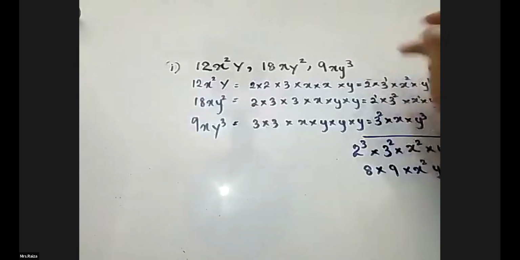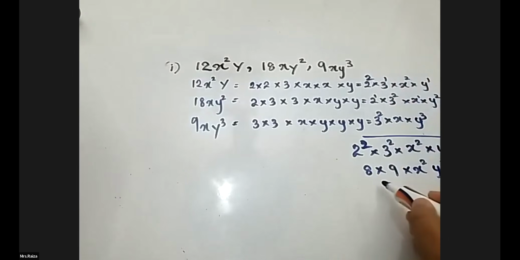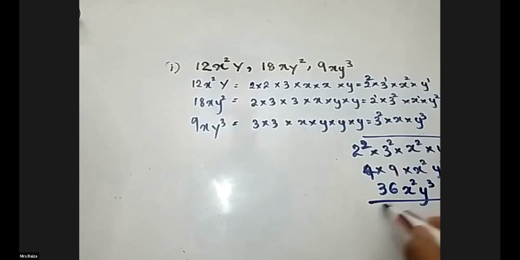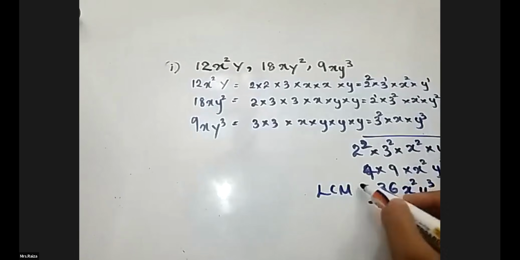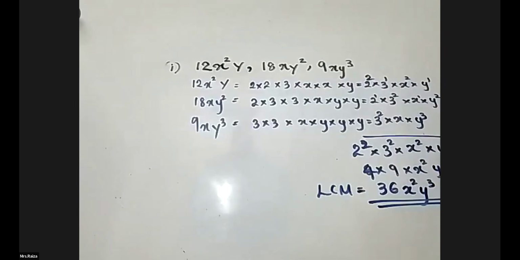Miss, we have 2 to the power 2, no, in the 12x squared y. That's the thing I was thinking. Right, thanks. Okay, yeah, that's the thing. It's not possible to get 72. Right, we get here 36 x squared y to the power 3. This is the LCM. That's the LCM.